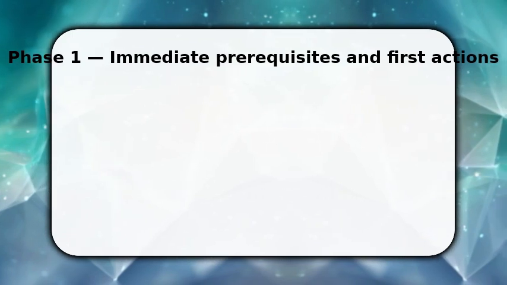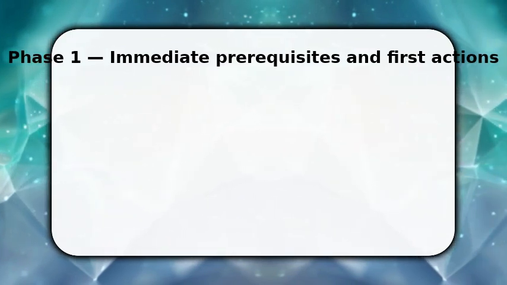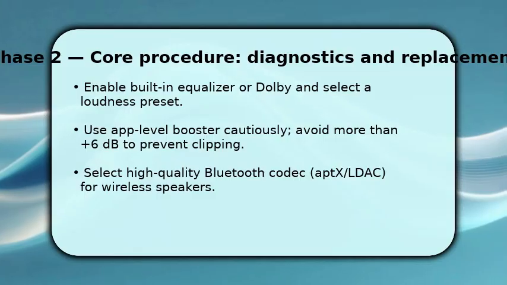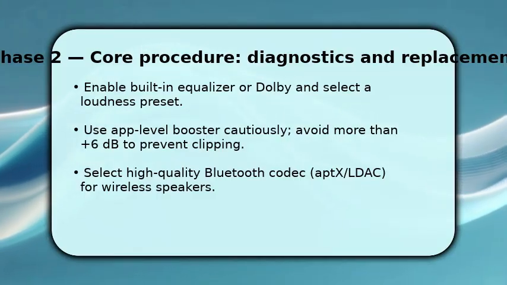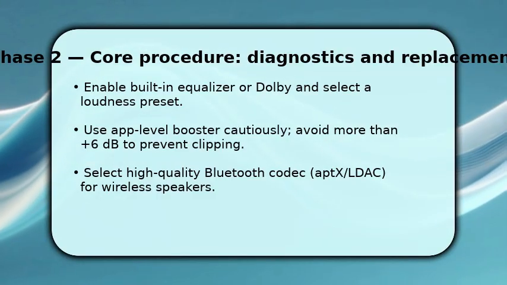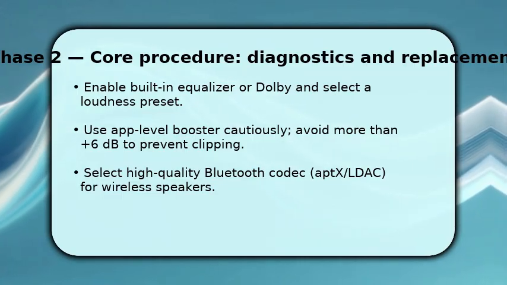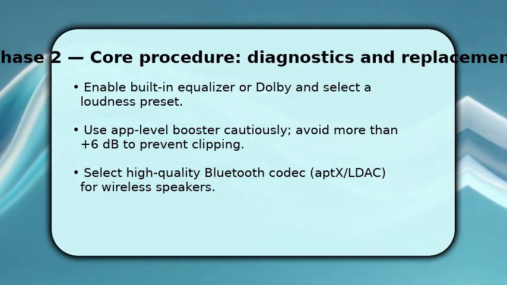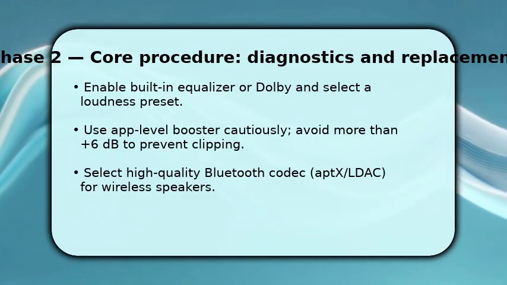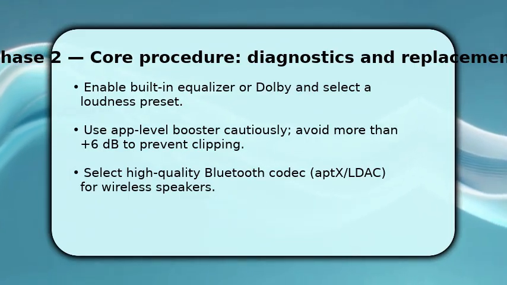Now you tune and boost. Enable the built-in equalizer or Dolby enhancement and choose a loudness or bass boost preset, because EQ reshapes energy and perception. If your player has an app-level volume booster, increase in small steps. Keep under about +6 decibels to avoid clipping and distortion.